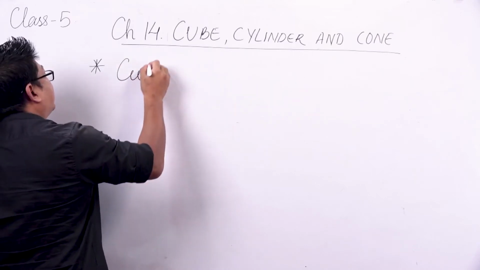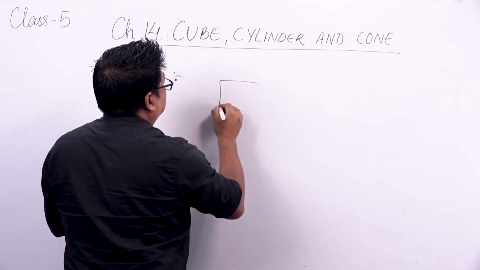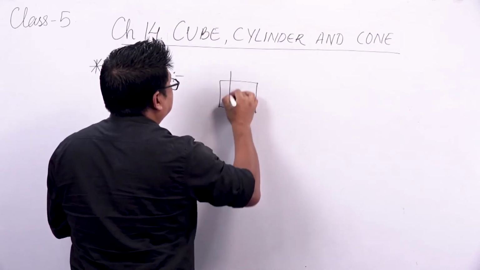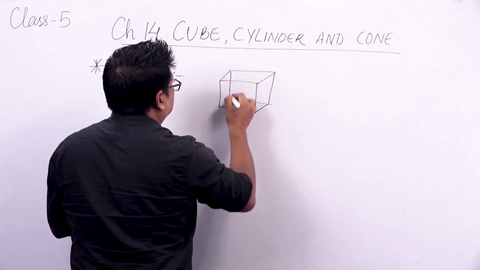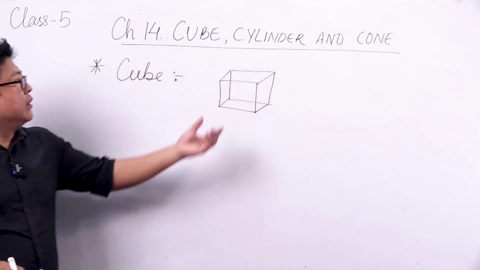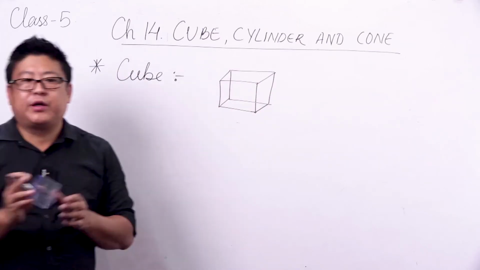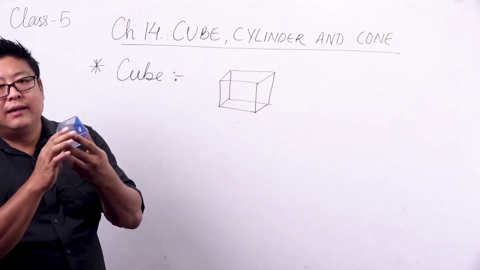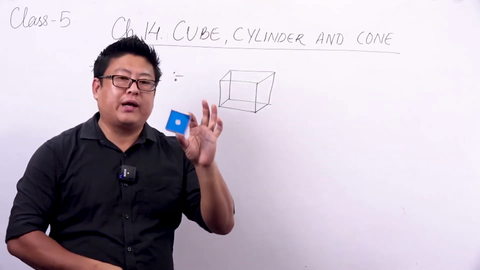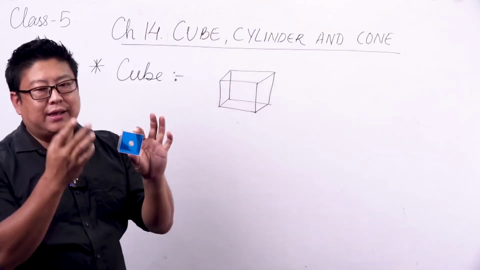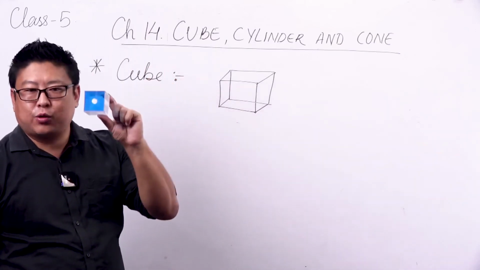The next solid shape is called a cube. It looks something like this. All right? Every side looks like a square. So the example of a cube can be this. This is an example of a cube. Now, this cube and cuboid are almost similar. The only difference is a cuboid is rectangular in shape and a cube is square in shape.